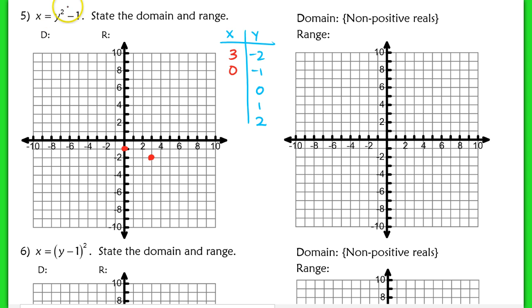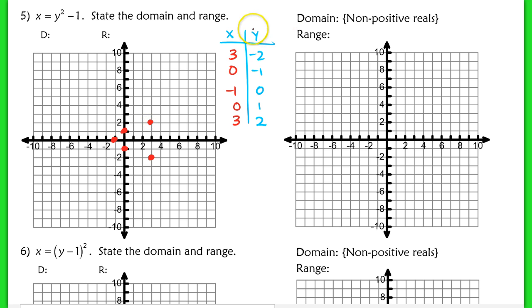If I plug in 0 for y, that gives me 0 minus 1, or -1. So -1, 0, plotted is right here. If I go ahead and plug in 1, I get 1 minus 1, which is 0. So I'll plot 0, 1 right here. If I plug in positive 2, I get 4 minus 1, and I get 3. So I have 3, 2. Okay, which is right here.